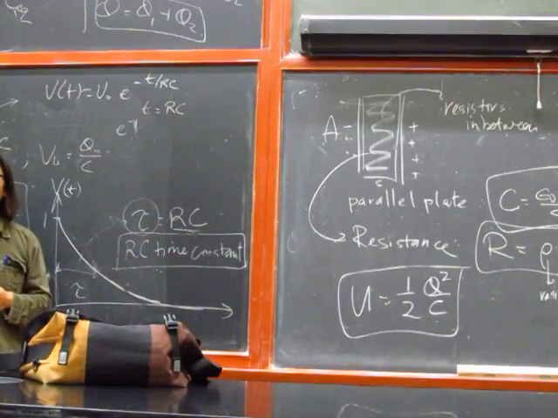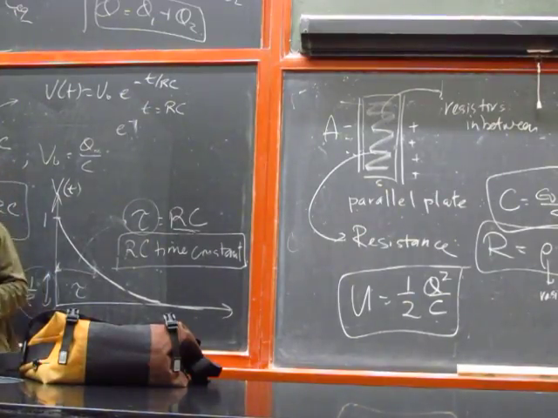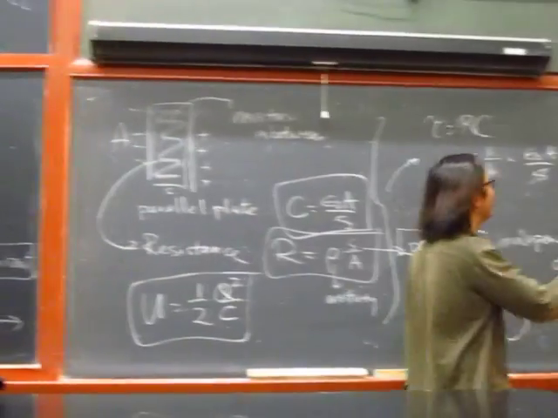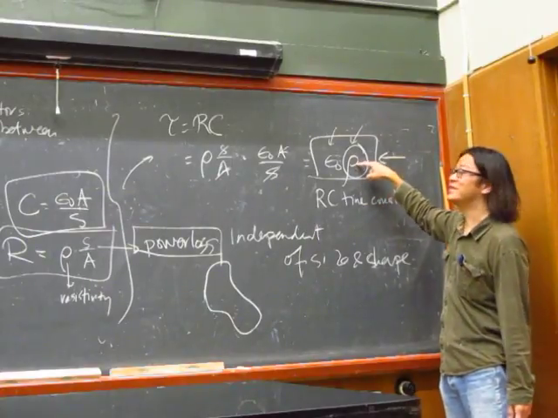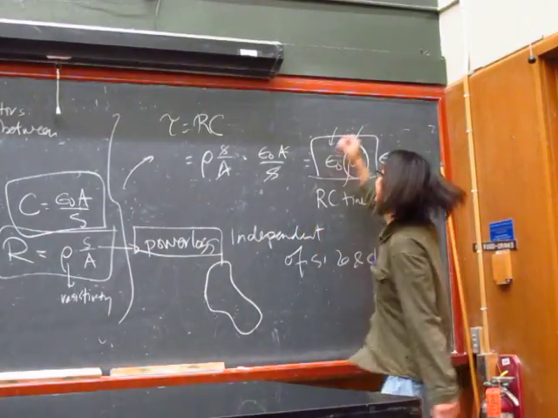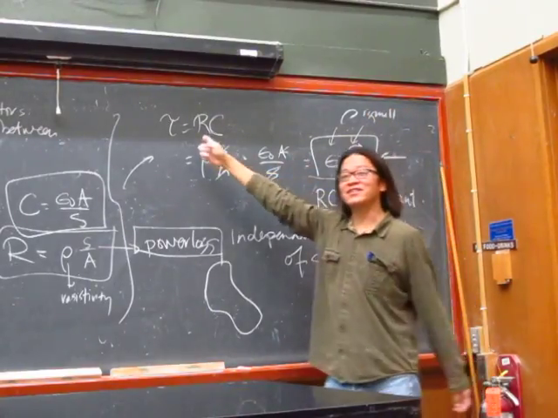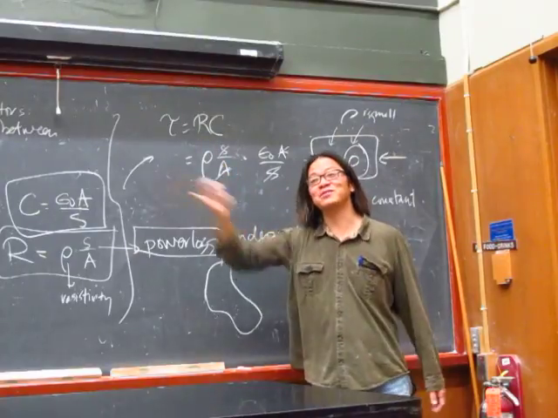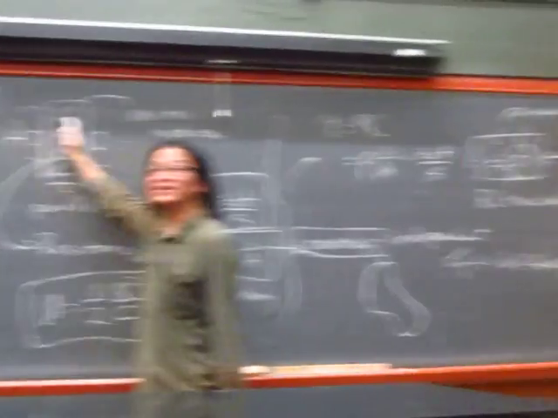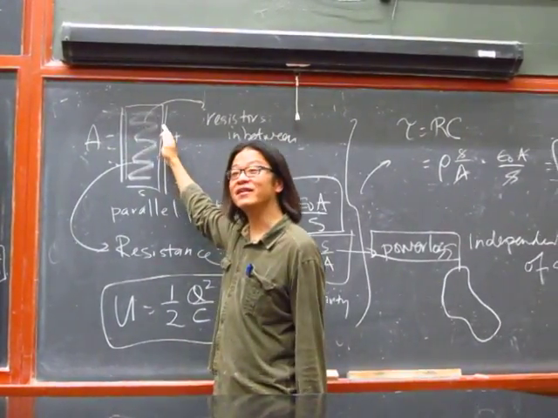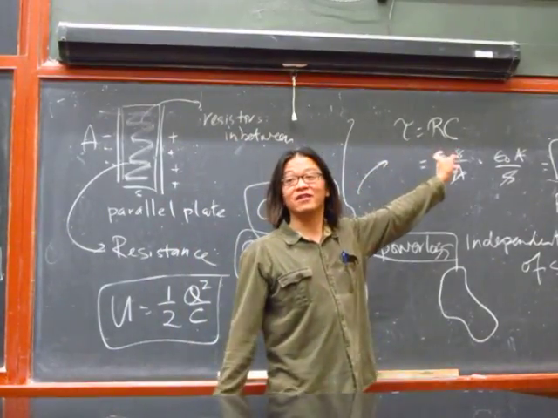Okay. Is there any way to slow down or speed it up? Well, you can always change the material. I mean, if you have a metallic material, say, where rho is small, then the RC time constant is small and things dissipate very fast. In this case here, if you make the material in between from an insulator, then rho is very high, and the time constant becomes very large.